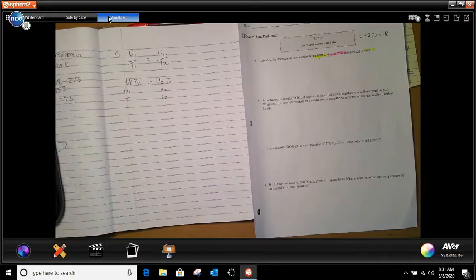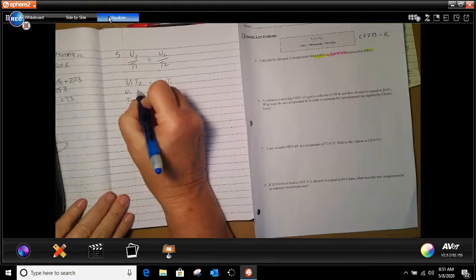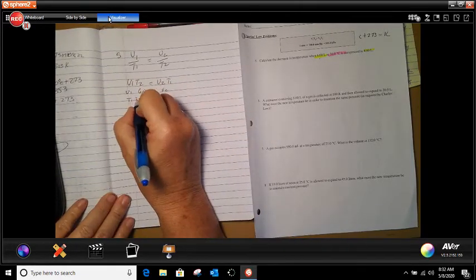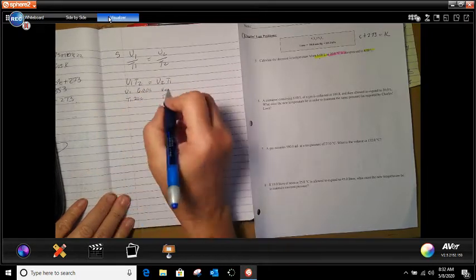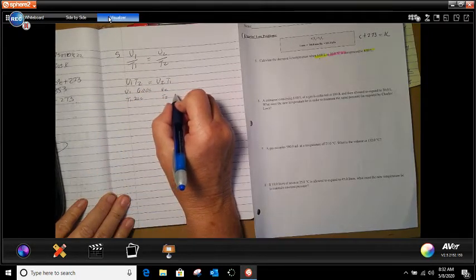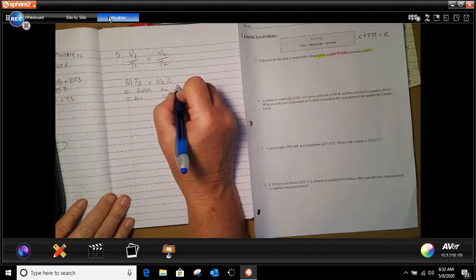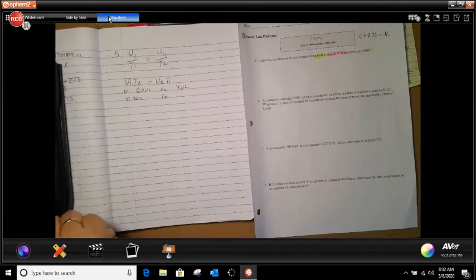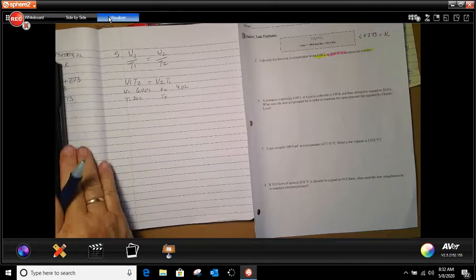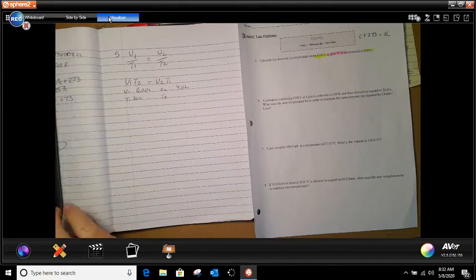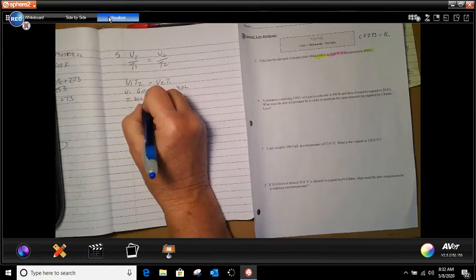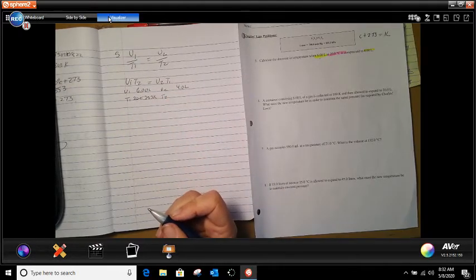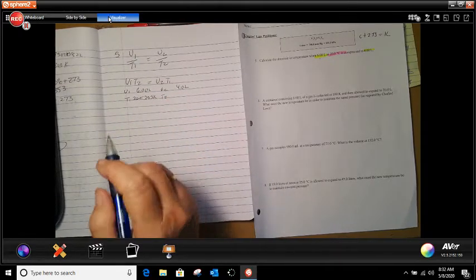Either way will work. So the first volume is 6.00 liters. We have a 20 degrees Celsius temperature, and then our final volume is 4.0 liters. We have one conversion, which is our 20 plus 273, right? Let's look back. Yep, 273. That is 293 degrees Kelvin.